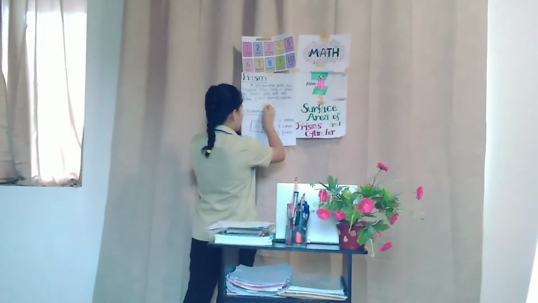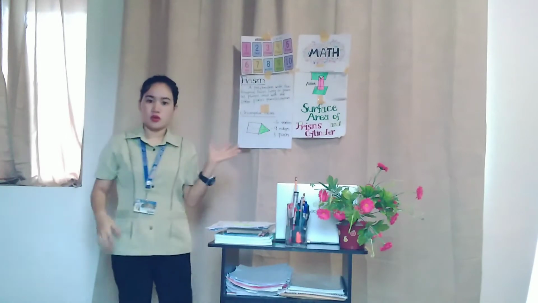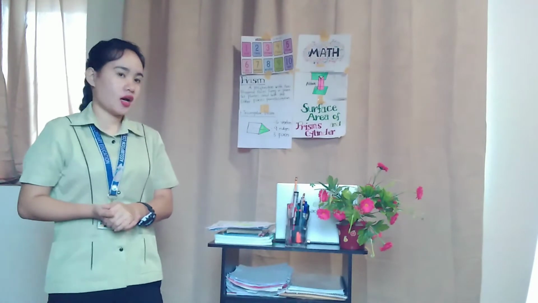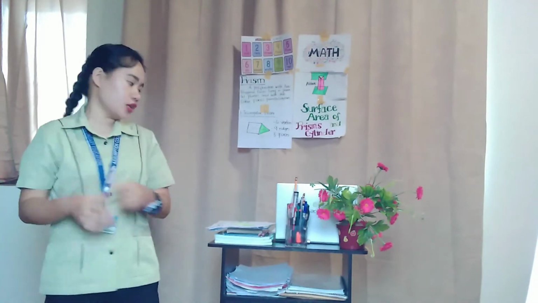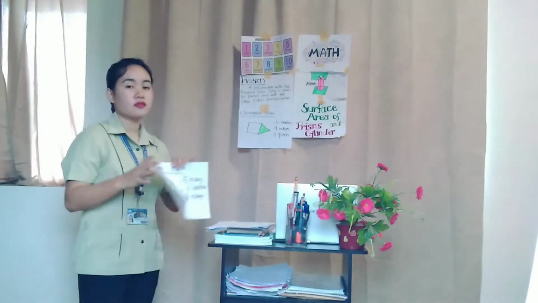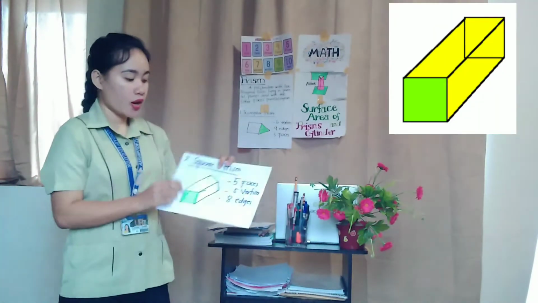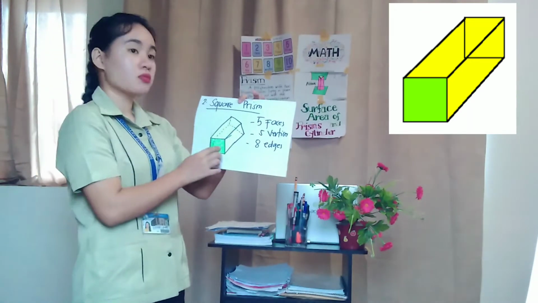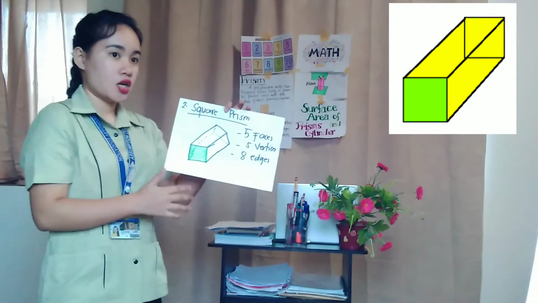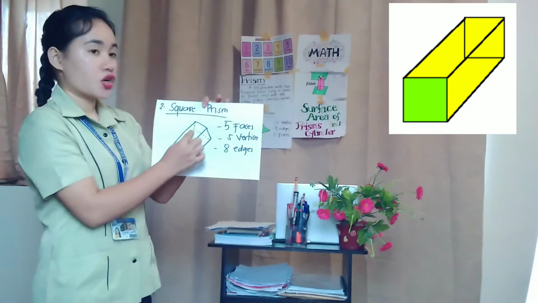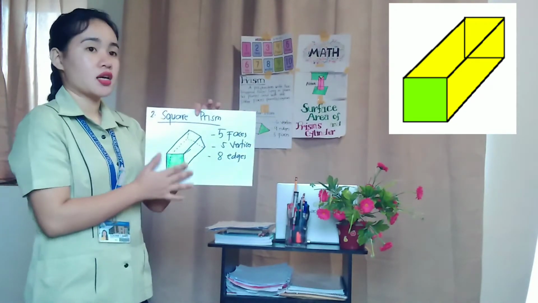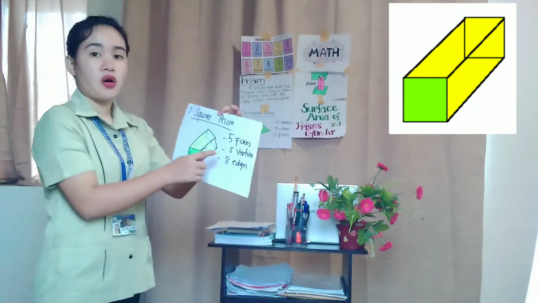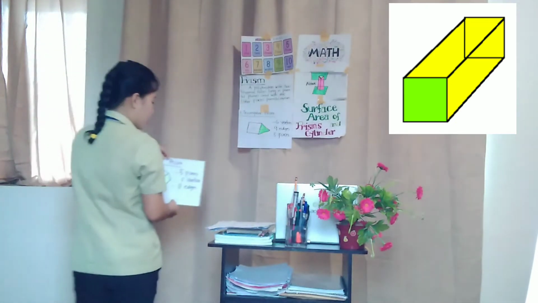So again, that is a triangular prism. Next, let us learn about another type of prism. Second, we have the square prism. Why is it a square prism? Because its top and bottom faces are square in shape and all other faces are rectangles. This is the same as a cuboid. It has 6 faces, 8 vertices, and 12 edges.